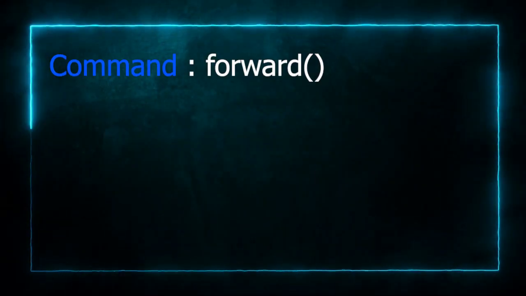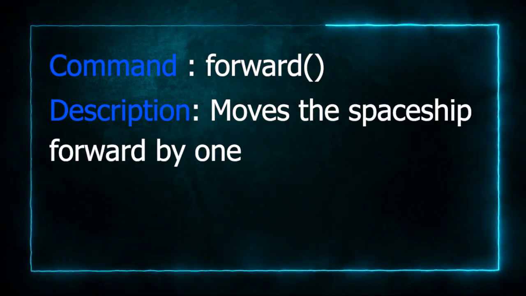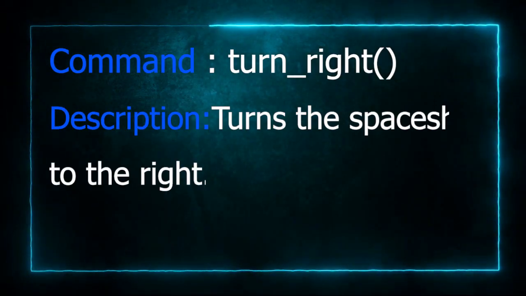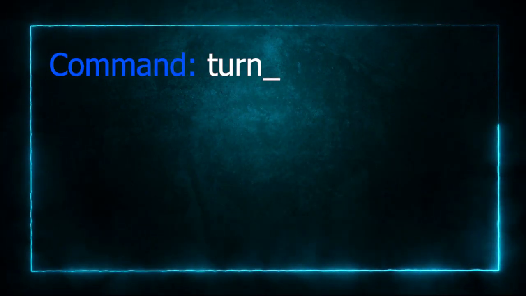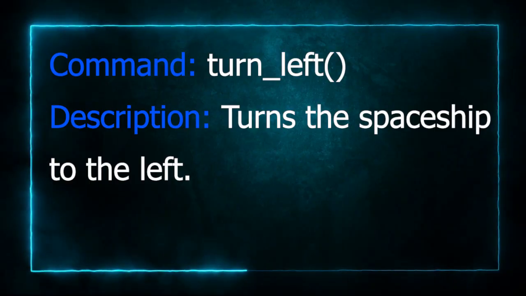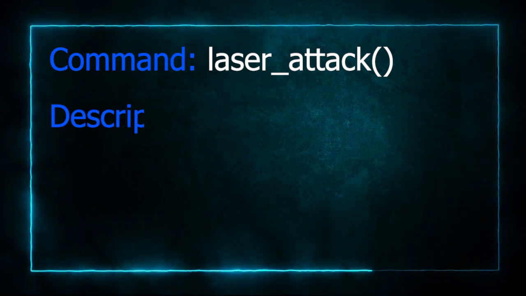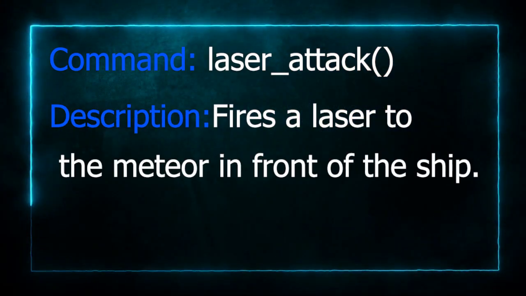Command: Forward. Description: moves the spaceship forward by 1 unit. Command: Turn right. Description: turns the spaceship to the right. Command: Turn left. Description: turns the spaceship to the left. Command: Laser attack. Description: fires a laser to destroy the meteor in front of the ship.